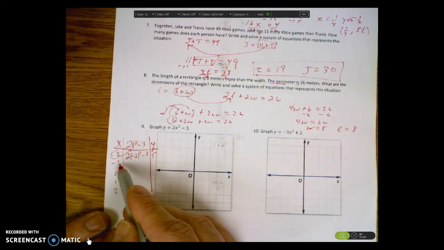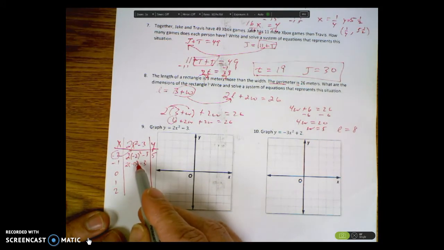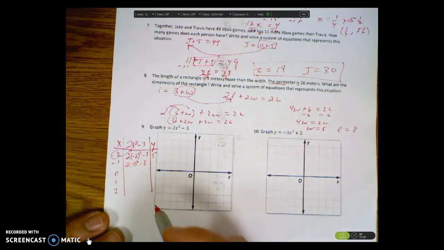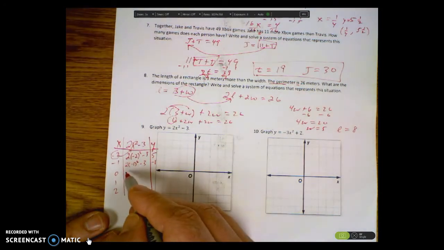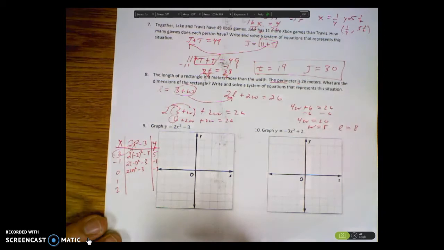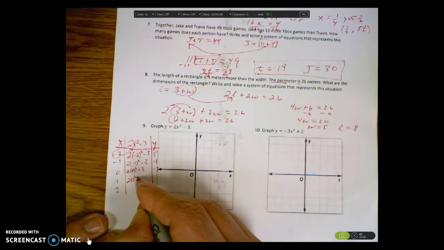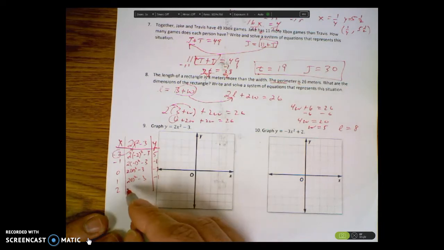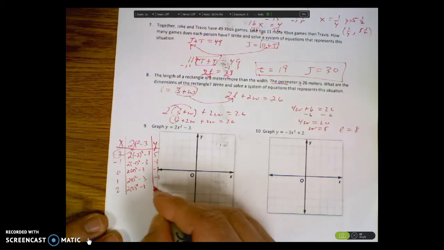All right, and then we're going to do the same thing for -1. 2 times -1 squared minus 3. -1 squared is 1, and 2 times 1 is 2. 2 minus 3 is -1. When I plug in 0, that gets rid of that whole x part. So that's -3. And then 1, you'll see, is a repeat of this one, because -1 squared is 1, and so is 1. So 2 times 1 squared minus 3 is -1. And then the same thing, 2 times 2 squared minus 3. 4 times 2 is 8. 8 minus 3 is 5.